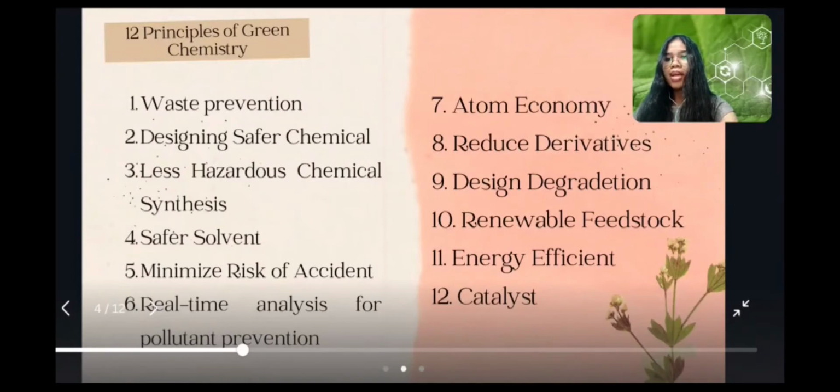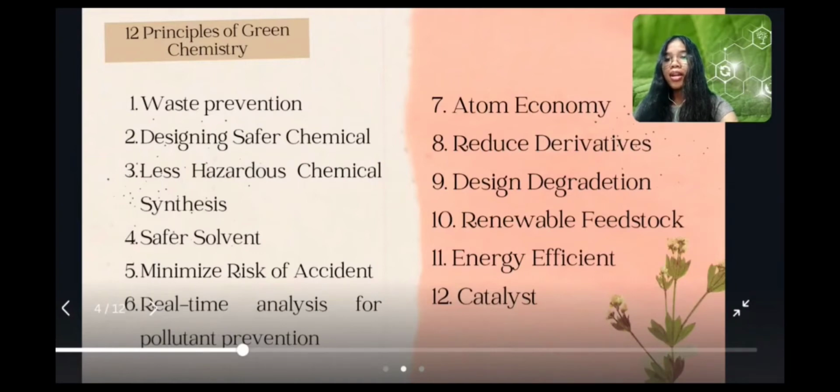5. Minimize risk of accident. Substances and the form of a substance used in a chemical process should be chosen to minimize the potential for chemical accidents, including releases, explosions, and fires.